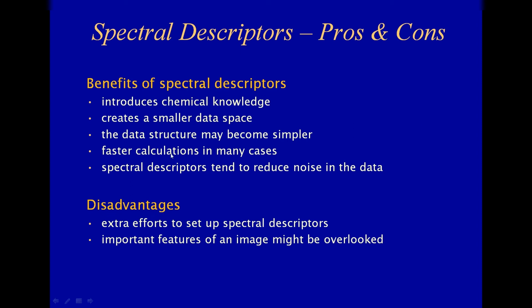Of course, there are some disadvantages, and one of the disadvantages which you can immediately see is that you have to put in extra efforts to set up spectral descriptors. And of course there is one problem: if you are not creating a full set of spectral descriptors, then there is some chance that important features of an image might be overlooked. But there are some strategies to overcome this limitation.